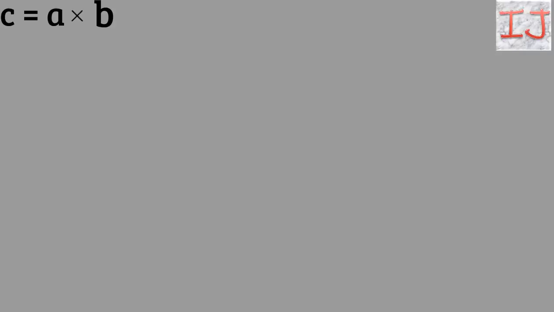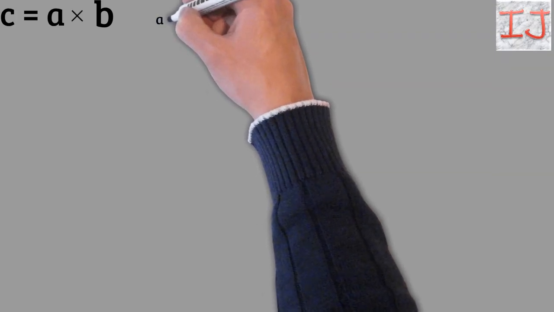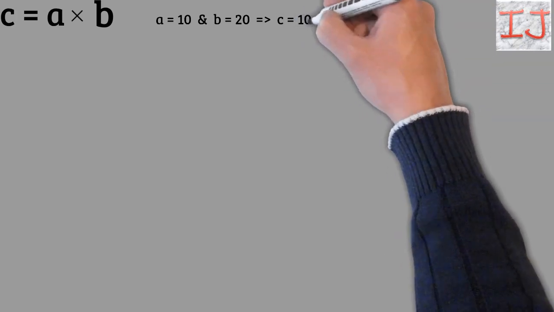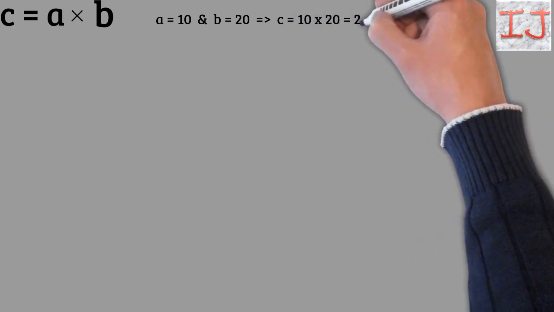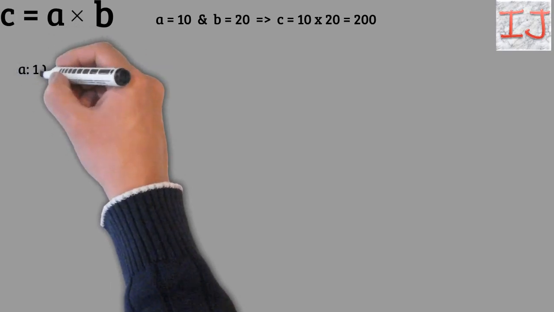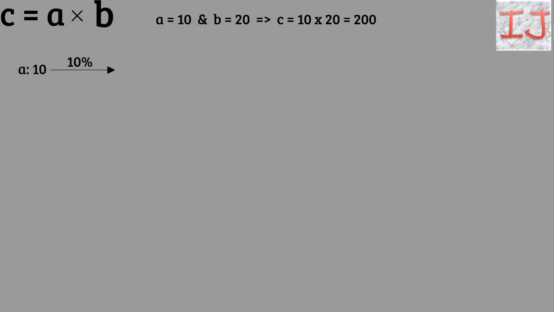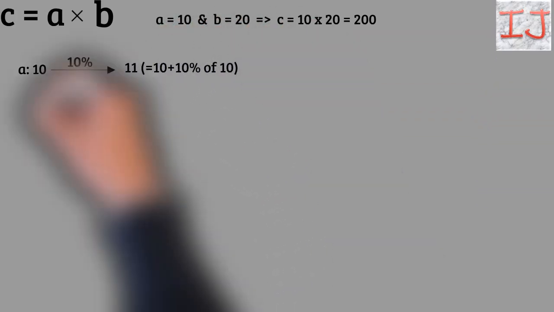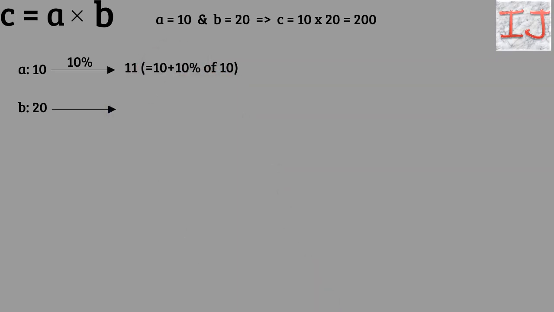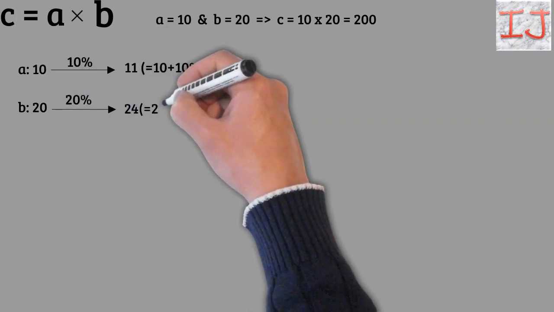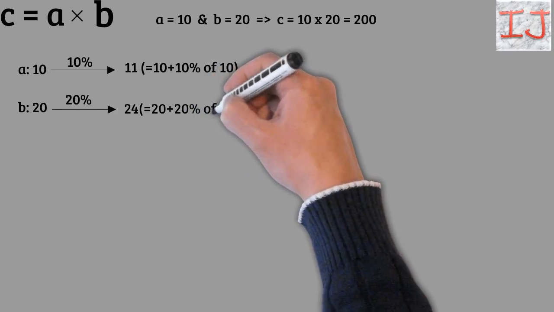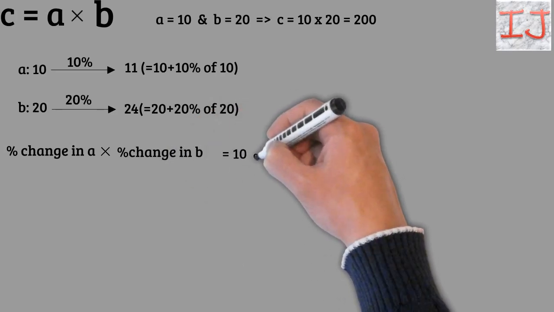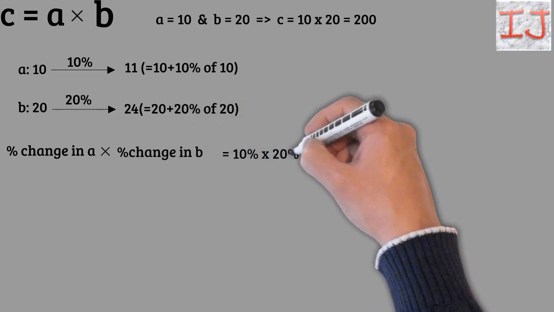For further clearing the concept, let's take an example. Let's say A is equal to 10, B is equal to 20 and consequently C will be equal to 200. Now let's assume A is changed by 10%, that is A is equal to 11, which is 10 plus 10% of 10, and B is changed by 20%, that is B is changed by 4. So B will be equal to 24, and product of percentage change in A and percentage change in B is equal to 2%, which is 10% multiplied by 20%.